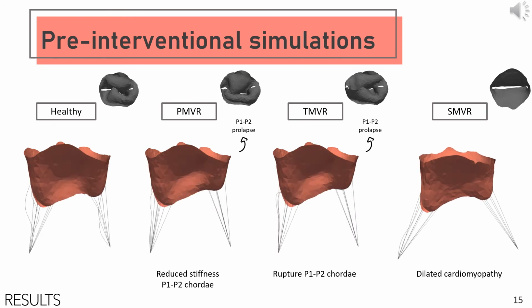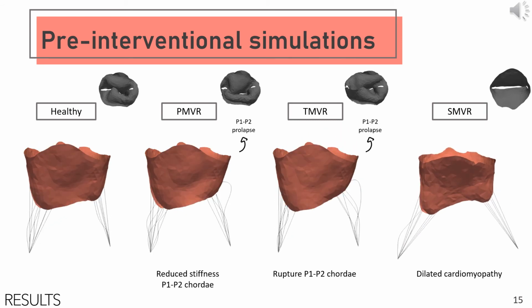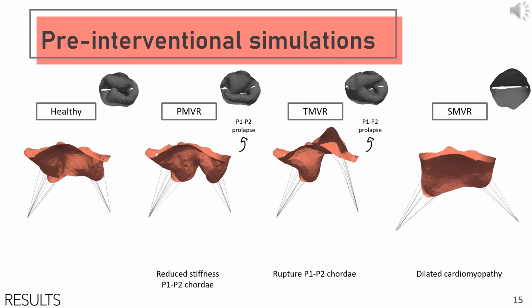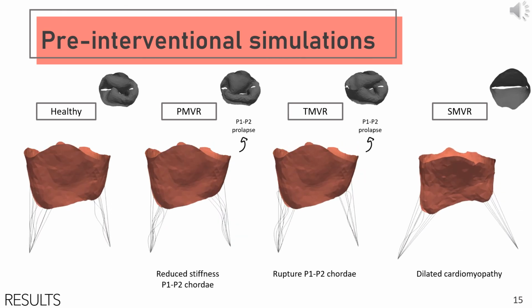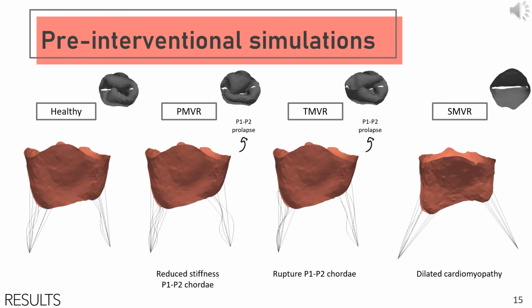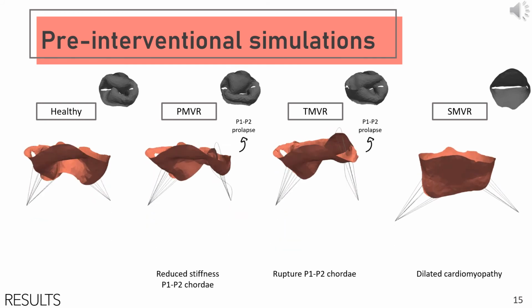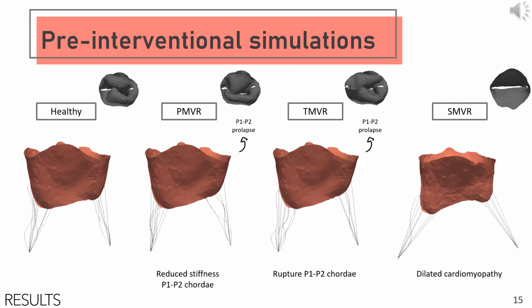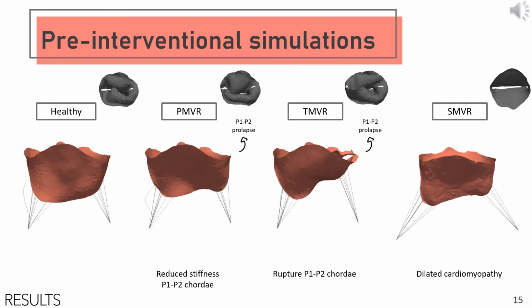On the left, we can see the healthy valve, achieving proper coaptation at peak systole and without any apparent prolapse. The following one, with the primary regurgitations, shows a P1, P2 prolapse, indicated with the arrow, that is exacerbated in the traumatic regurgitation scenario.